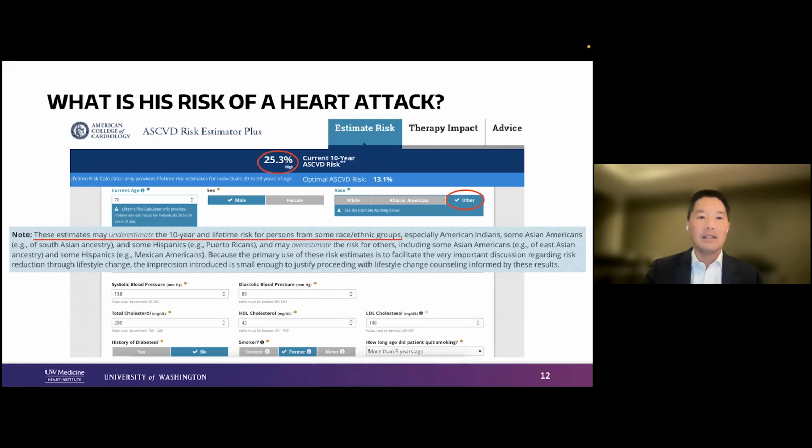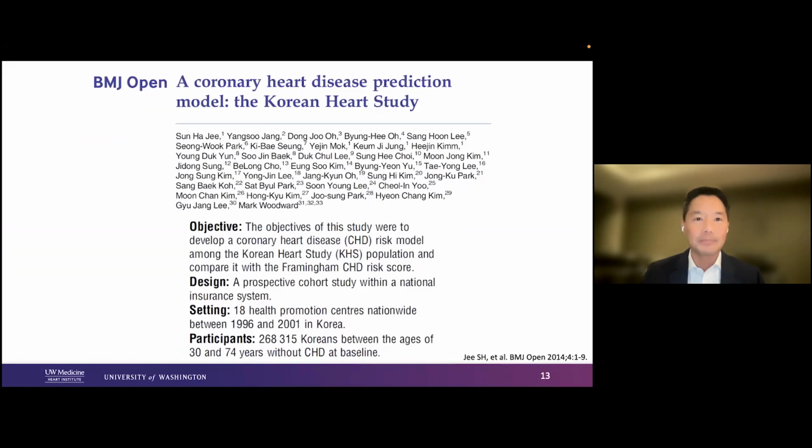And unfortunately, because of that, as I've underlined here, the risk may be underestimated in some racial and ethnic groups, such as those of South Asian ancestry, whereas it may overestimate the risk in some Asian Americans, specifically those of East Asian ancestry. So the risk is not accurate because we don't have a specific risk estimate for Asian Americans, and there are differences among different Asian subgroups. As a result, this specific risk calculator cannot easily be applied to Asian American populations.